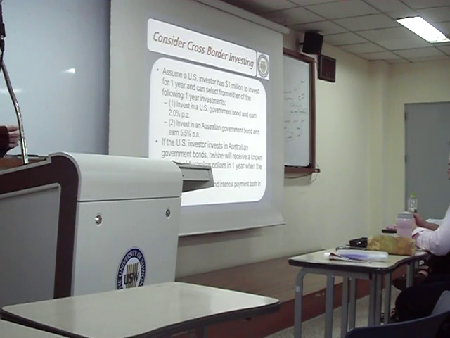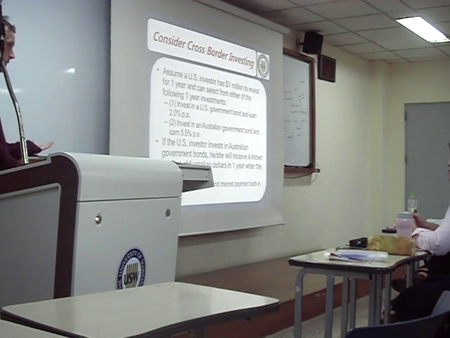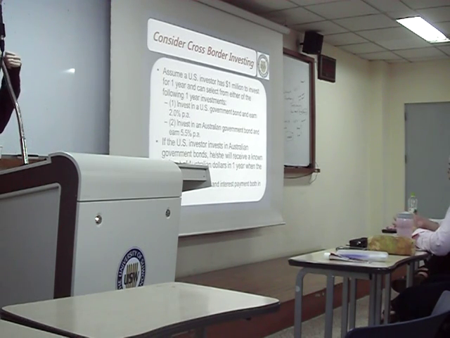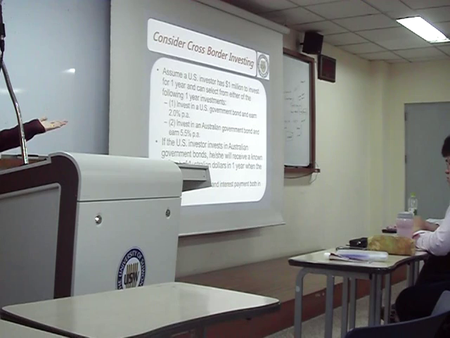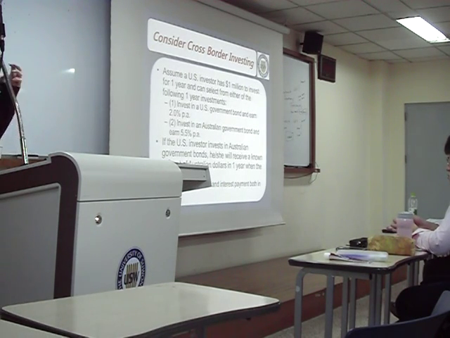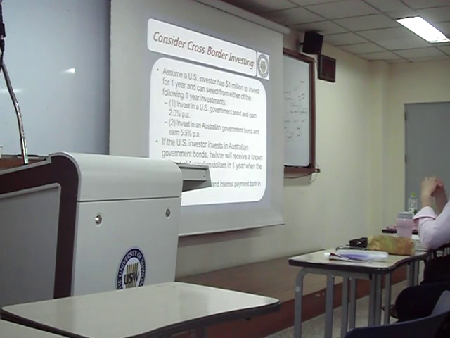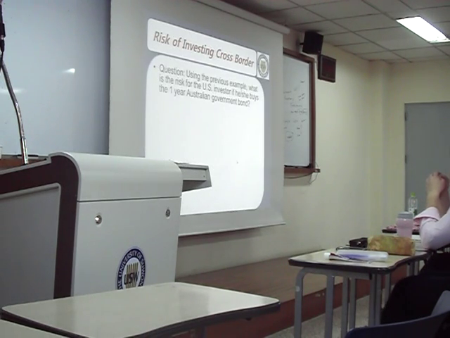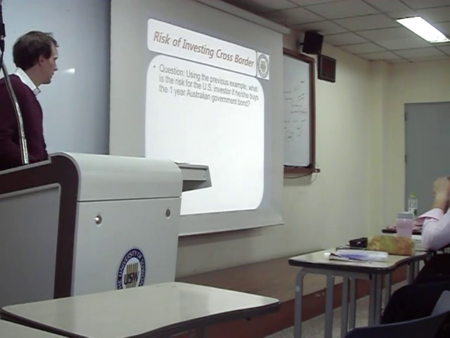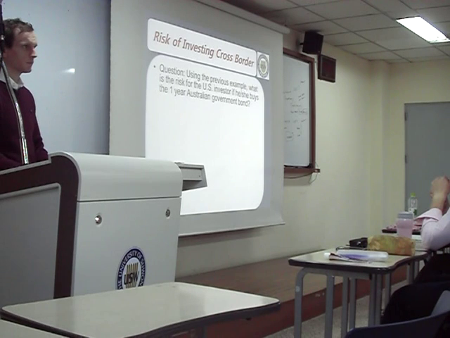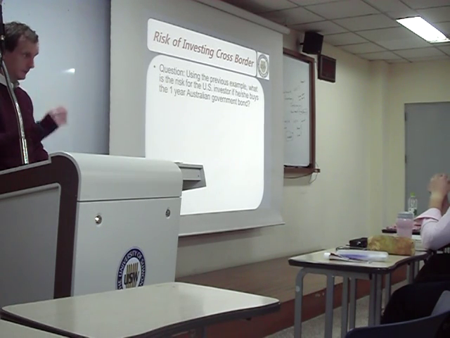So if I want to invest in the Australian bond, I need to change my US dollars to Australian dollars. Then at the end of the year, I know how many Australian dollars I'll get back, and I'll need to change those Australian dollars back to US dollars at the end of the year. Principal repayment and the interest payment. So then the question is, what is the risk for the US investor if they buy the 1 year Australian government bond? What's the bad situation for the investor?